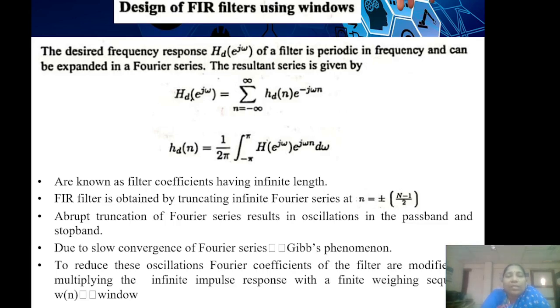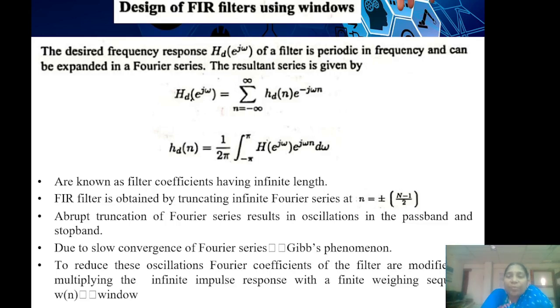Initially the desired frequency response of the filter is given by H_d(e^{jω}) = summation n equal to minus infinity to infinity h_d(n) e^{-jωn}. In that you have to apply the inverse Fourier transform. If you apply the inverse Fourier transform, it is h_d(n) = 1/2π integral from −π to π H_d(e^{jω}) e^{jωn} dω. So you will be getting h_d(n).